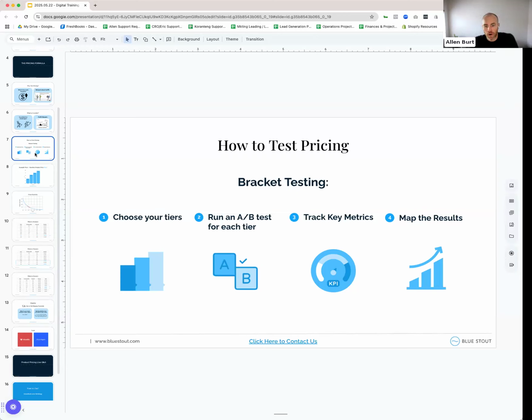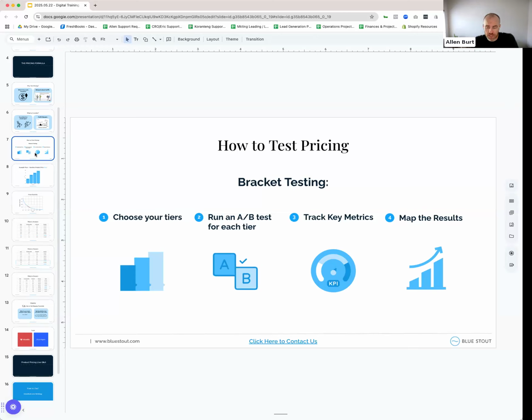So the first is you actually want to set up various different pricing tiers. And we'll talk about how to do this here in just a second. But you don't just want to test one increase, right? Or one decrease. You want to test this at various different, what we call brackets. And this is what we call bracket testing. Then for each one of those tiers or brackets, you want to run that as an A/B test.